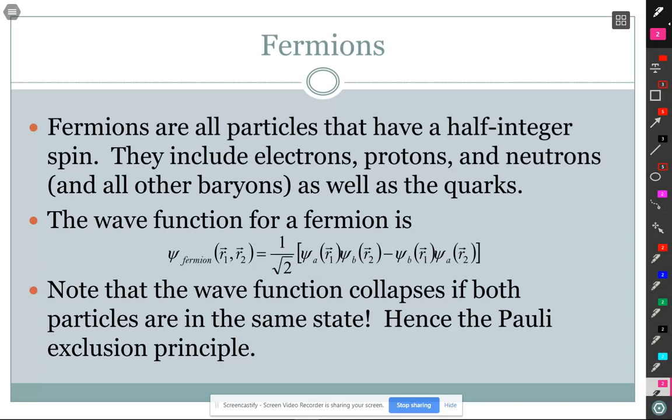This is just a reminder of what fermions were, what we said before: half integer spin, and electrons, protons, neutrons is what I've talked about. If you want to include quarks, the quarks are also fermions. And there's lots of other particles that are fermions as well. So here it's just re-showing the antisymmetric function for the fermion. And this is the really important statement.